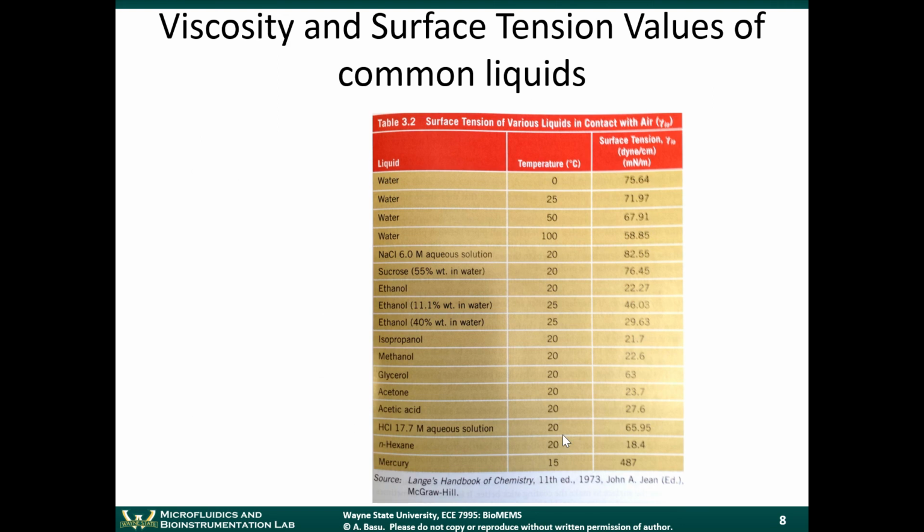This slide is just to show you the viscosity and surface tension values of common liquids. For water, you can see that the surface tension changes from 75 millinewtons per meter at 0 Celsius down to something like 58 at 100 Celsius. So it's quite sensitive to temperature. I guess what happens is that the intermolecular forces between the molecules decrease at higher temperatures because the molecules are vibrating more.